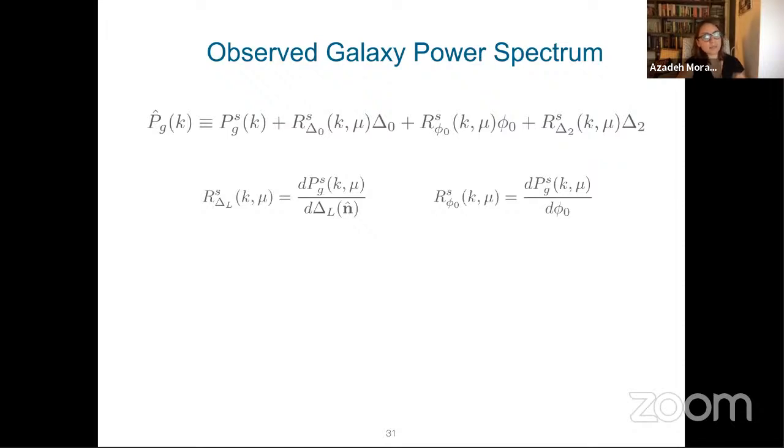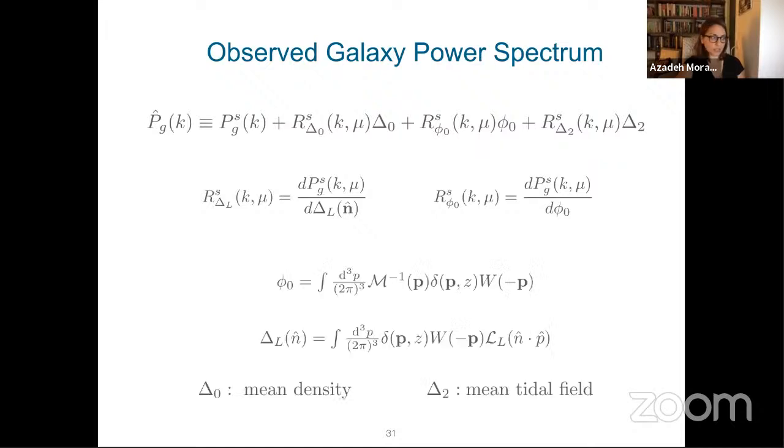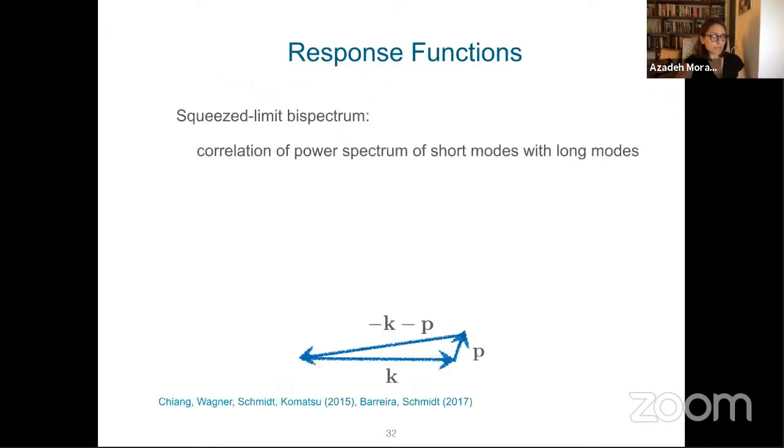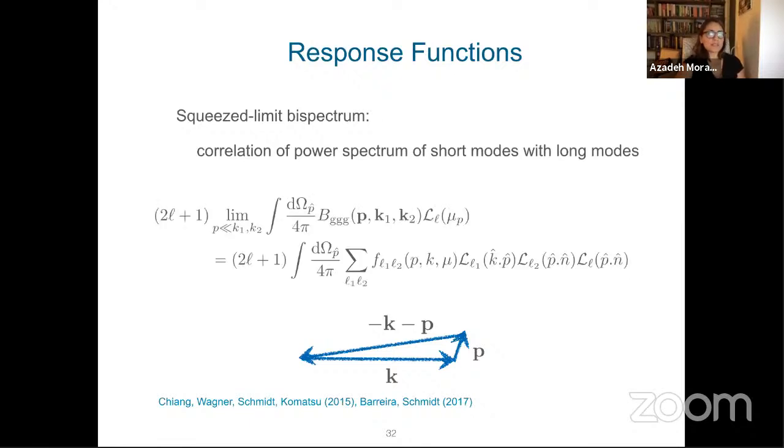So the p hat here is the power spectrum of small scale fluctuations in the presence of the larger scale modes, which are represented by this delta 0, phi 0, and delta 2. Delta 0 is the larger scale density, delta 2 is the large scale tidal field, and phi 0 is the large scale gravitational potential. And it has been proposed that these response functions can be computed from the squeezed limit of the bispectrum after angular averaging. The squeezed limit is the limit where one of the sides of the triangle defining the bispectrum is much smaller than the other two.